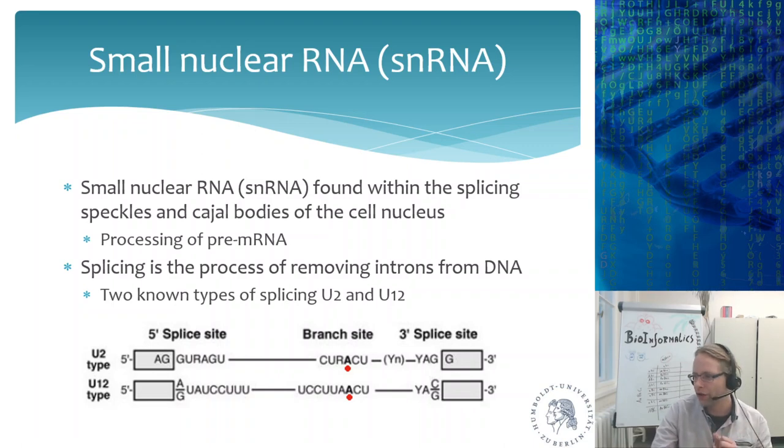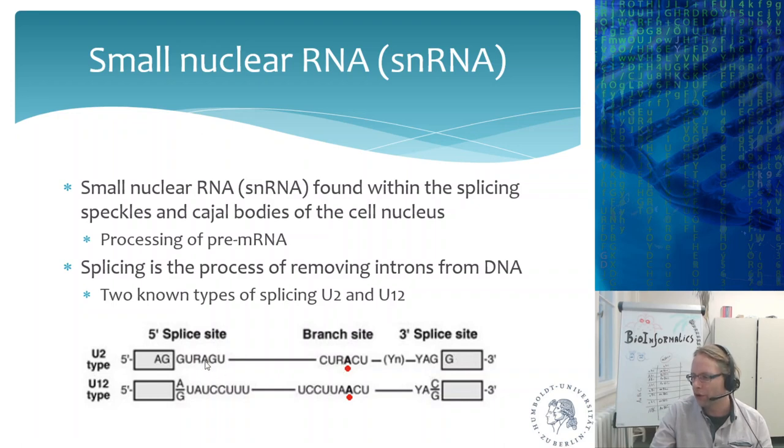So I won't go into detail. In the previous lectures, I always had a very detailed explanation of how this splicing works and which splicing factors bind in which order, but I don't think that's important. Just remember that splicing happens in the splicing speckles, which are near the pores of the nucleus, there are two different types of splicing, U2 or U12, and there are three sequences which are important: one at the 5' end, one at the 3' end, and one more or less in the middle of the intron, called the branch site.